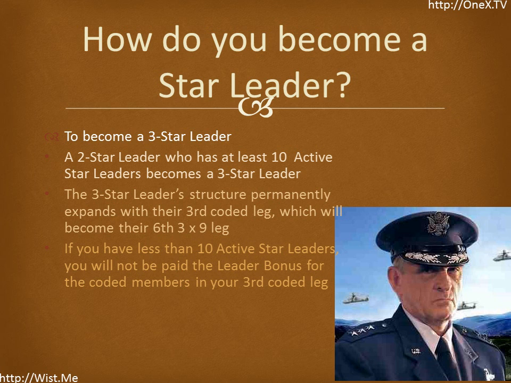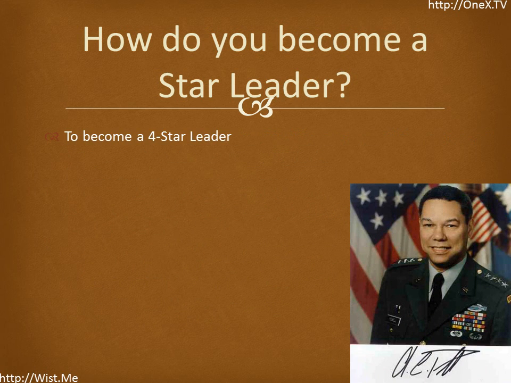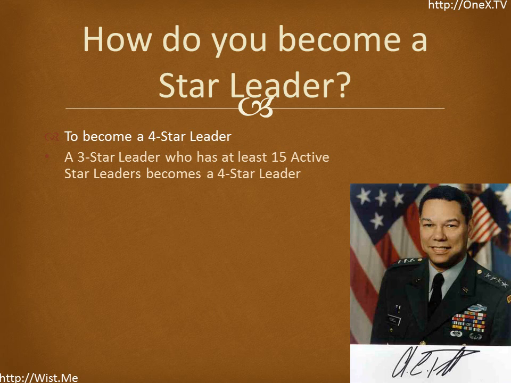If you had 10 personally sponsored members in 1x, now these 10 people can become active star leaders. If you have 10 active star leaders and you are a 2-star leader, then you become a 3-star leader. So you need 10 active star leaders, and you must be a 2-star leader, and that makes you a 3-star leader. Now what happens when you are a 3-star leader?